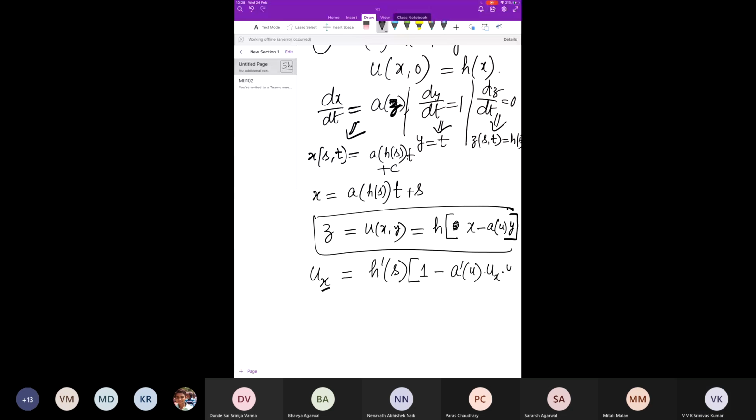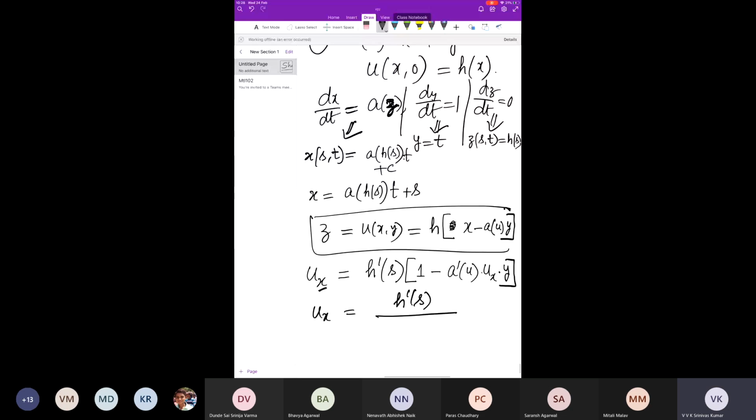ux equals h prime upon 1 plus a prime of h(s) into y. What is ux? Sorry, ux is gone, so this is h prime, and this is multiplied with this h prime s into y.